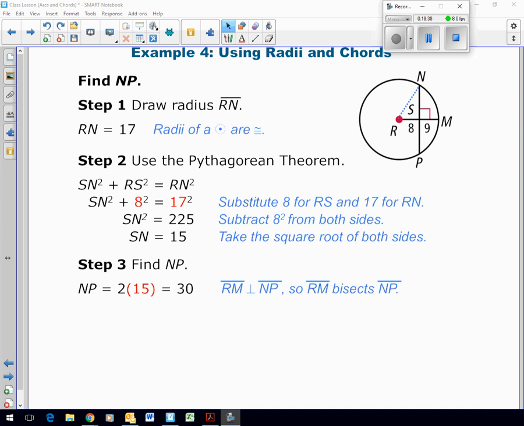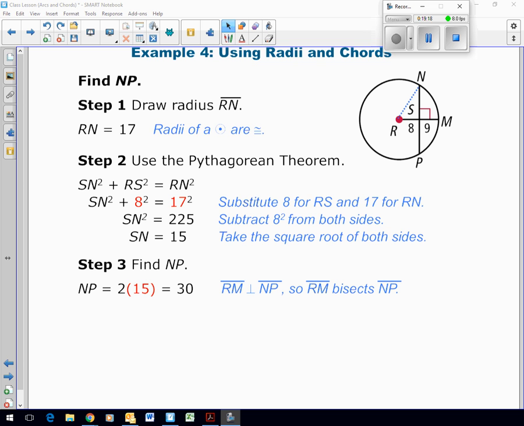Is R to M a radius? Yes. How much is R to M? 17. How am I getting 17? How about 8 plus 9? Okay? I'll say it again. All radii are created equal. If I go from R to N, is that a radius? Yeah. What would be the distance of R to N? Okay, if I go to R to P, is that a radius? What would be its distance?